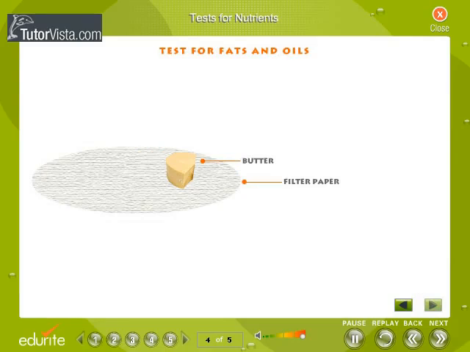Test for fats and oils. A simple test to determine the presence of fats is to rub a food substance on a piece of paper. The rubbing leaves a permanent greasy mark on the paper, which then becomes translucent when seen against light.